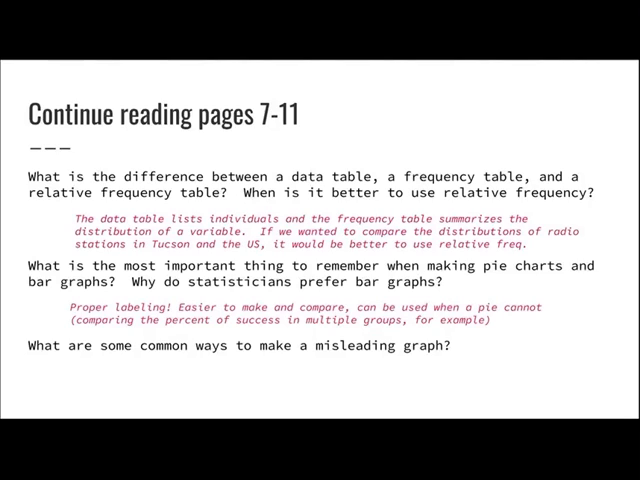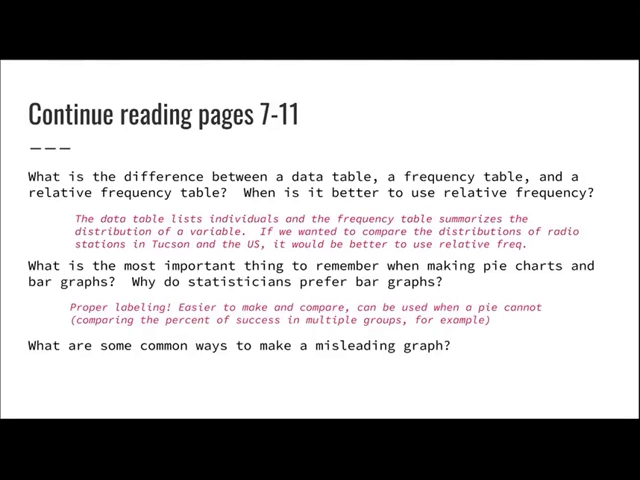What is the most important thing to remember when making pie charts and bar graphs? And why do statisticians prefer bar graphs? Well, the biggest thing is proper labeling. If you're not labeling it correctly, it's really difficult to read it. It's easier to make, to compare, and it can be used when a pie cannot. So like comparing the percent of success in multiple groups, for example.